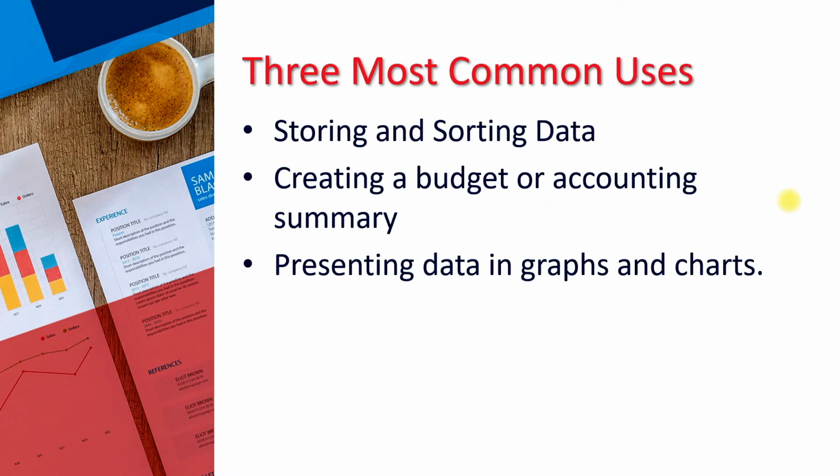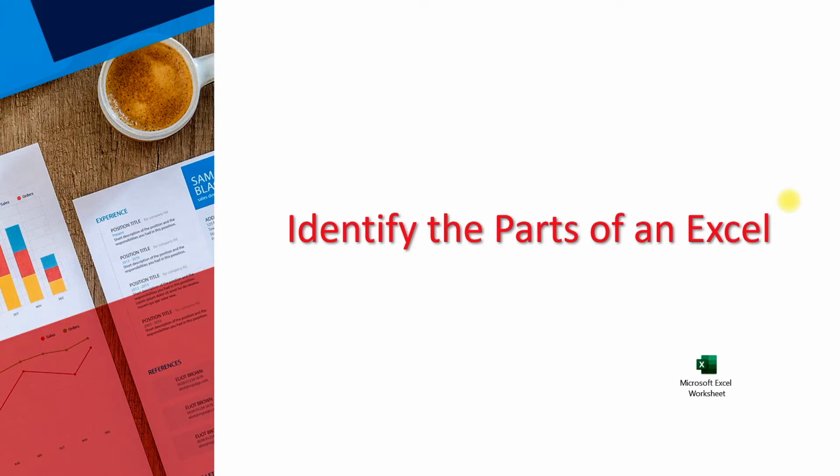There are three most common uses of a spreadsheet as a program. So number one, storing and sorting data. The second one is creating a budget or accounting summary. And then the third one is presenting data in graphs and charts. So now let's identify the parts of an Excel.